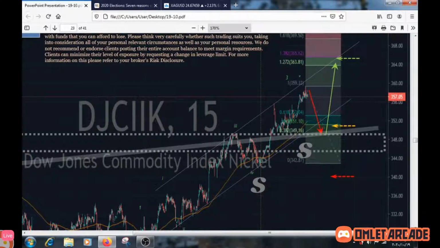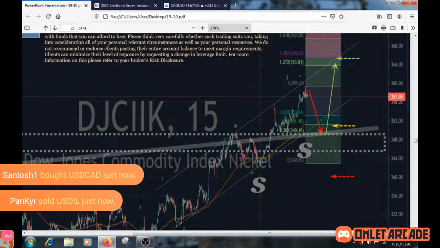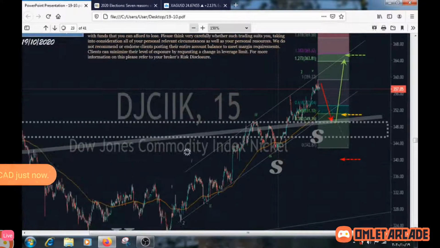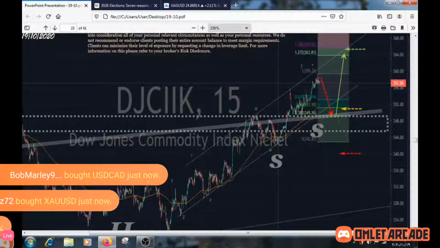352, 350. All right, this is the termination point of the current correction action in degree 5 or 3. Our stop, of course, would be 340.